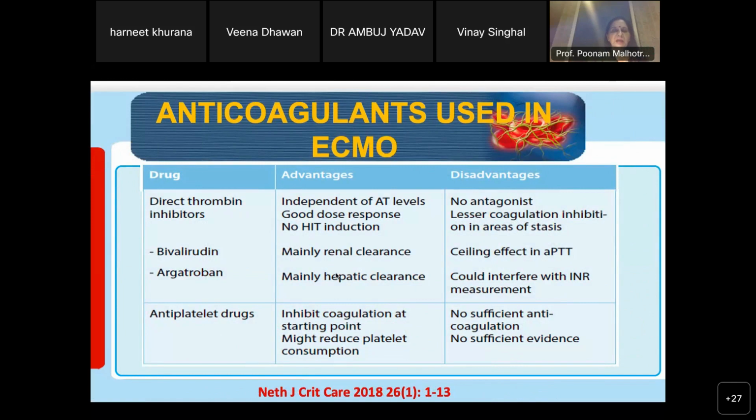So when you see anticoagulants and antiplatelet drugs being used, you must do viscoelastic tests. Bivalirudin as well as argatroban can be tested very nicely with viscoelastic tests, if they agree with APTT and ACT alone. Next, please.